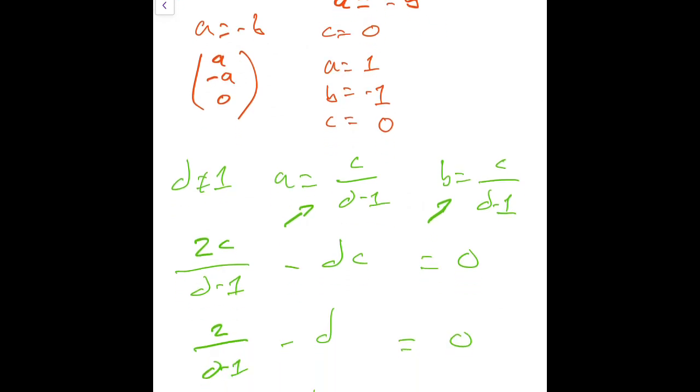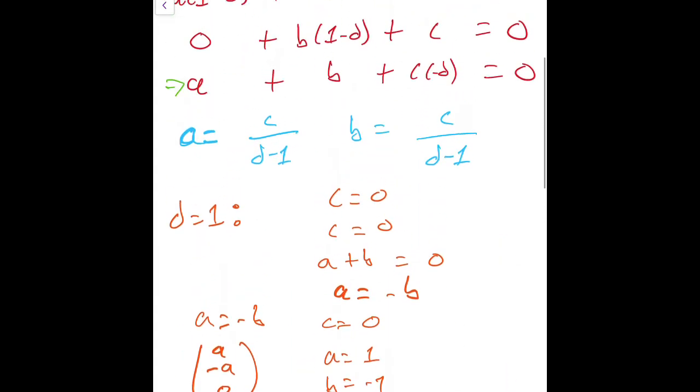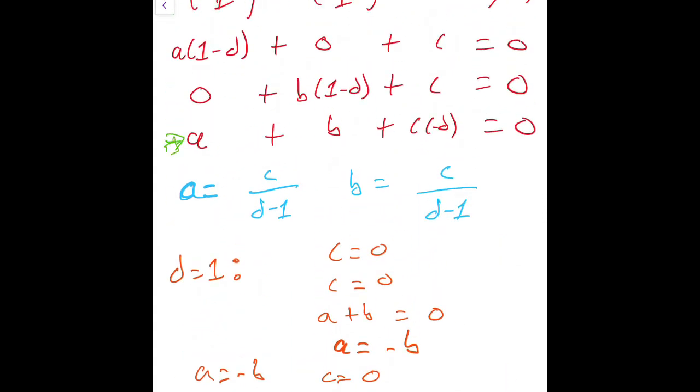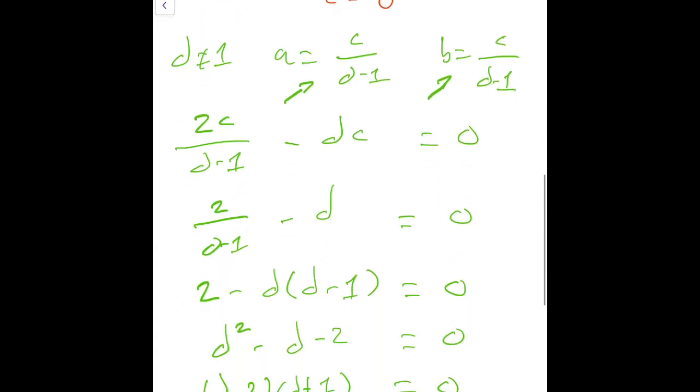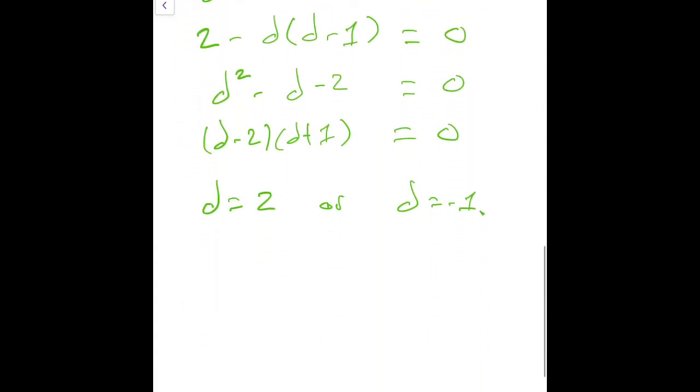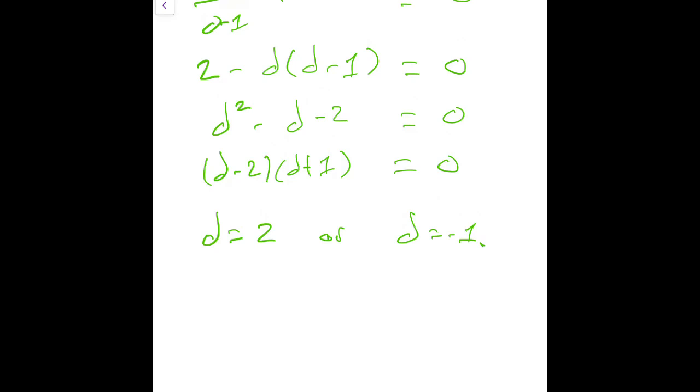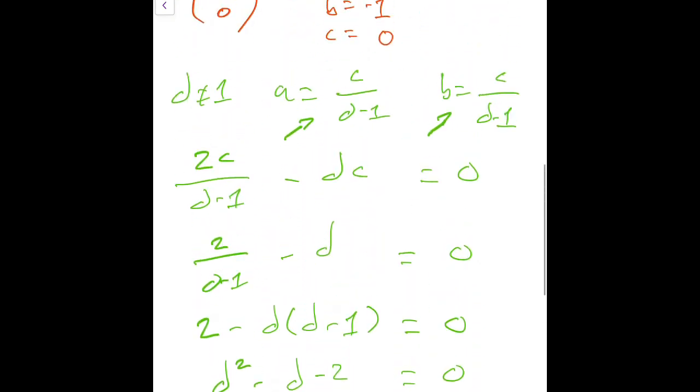If d is not equal to 1, the system of equations tells me that a is equal to c over d minus 1 and b is equal to c over d minus 1. If I take those values for a and b and plug them into the third equation, the c's cancel, and what it tells me is that d has to be equal to 2 or minus 1 for that third equation to be true. And if d is equal to 2 or minus 1, then this tells me what a and b have to be equal to. So what does this tell me?